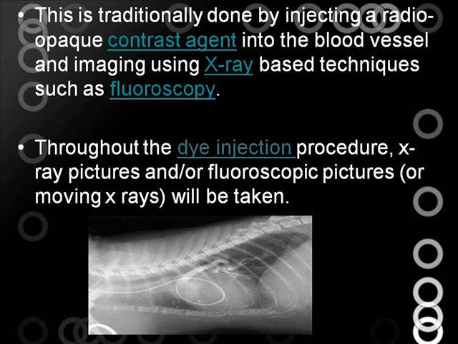Angiogram is traditionally done by injecting a radio-opaque contrast agent into the blood vessels and imaging using X-ray techniques such as fluoroscopy. Throughout the dye injection procedure, X-ray pictures and or fluoroscopic pictures, or moving X-ray, will be taken. As we can see, this is the picture of an angiogram where the contrast medium has been inserted into the body.